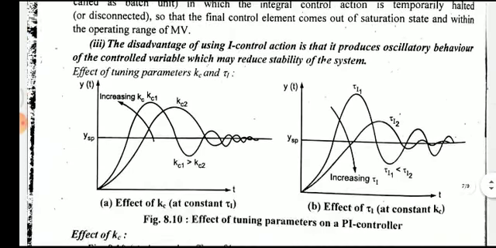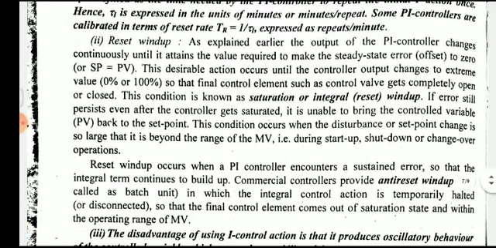This phenomenon is also given in the graph, which is the value of y_SP versus y of t versus t, and the effect of constant tau and constant Kc.